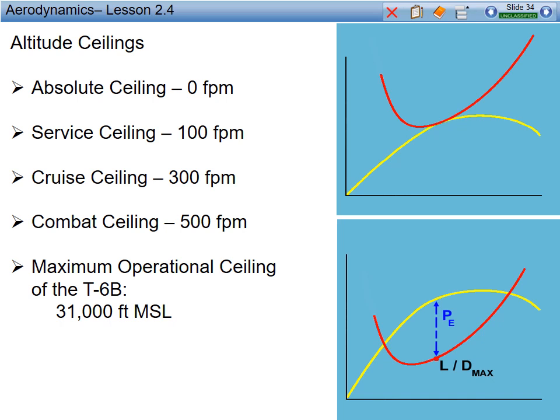As you continue to climb, your power available reduces and your power required increases, causing you to only be able to maintain a 300 foot per minute rate of climb at your cruise ceiling. Service ceiling is found when your power excess only allows you to climb at 100 foot per minute. The absolute ceiling is found when the power required and power available curves are tangent at LD max angle of attack and velocity. This is the highest altitude that a plane can maintain airspeed and altitude.